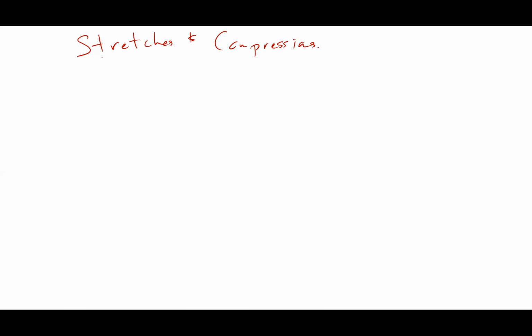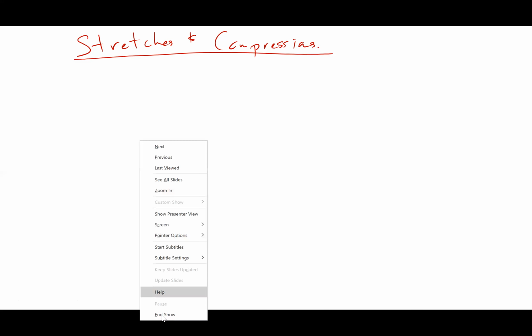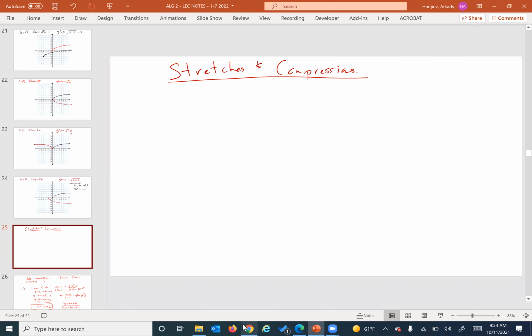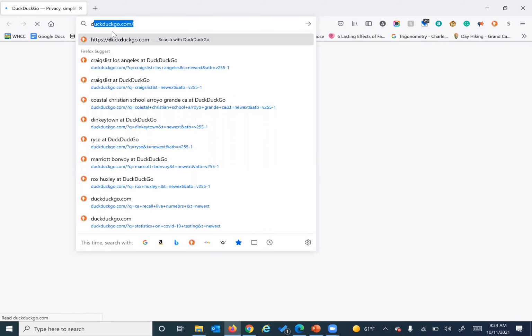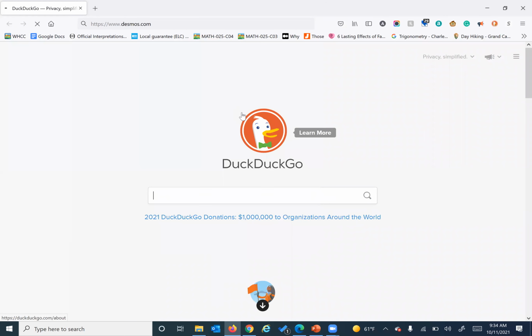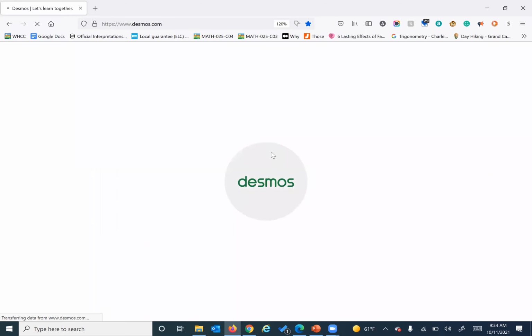Okay, stretches and compressions. Let's go. Let's go to Desmos like we did before here. Come on, let's go faster. Let's see, 10 more minutes left here. Yeah, we're gonna have to go quickly here.